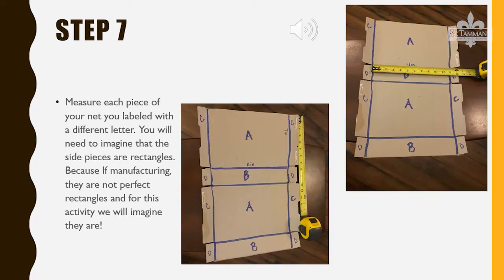Step 7, now we're ready to measure. When we measure, you need to pretend that each one of those side flaps, C and D, are perfect rectangles, because in manufacturing, it doesn't make it perfect. So we need to pretend for this project that it's going to be perfect. You're going to measure using either a tape measure or a ruler and label your net.